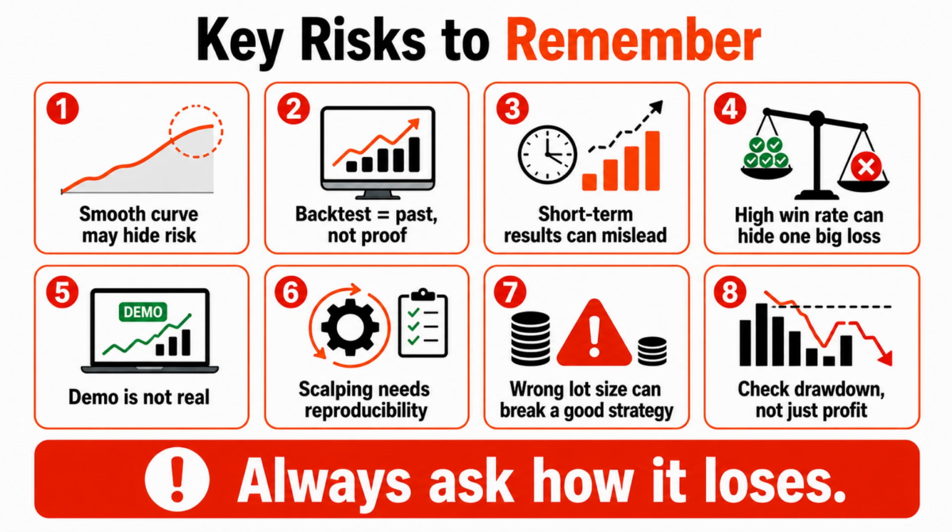Now, let's summarize the key points. An EA is not magic. A smooth upward equity curve may be hiding risk. A backtest is based on the past, not a guarantee of the future. Short-term forward results are not enough to understand the real risk. Even a high win rate can be destroyed by one large loss. Demo accounts and real accounts are not the same. Scalping EAs especially require caution because of reproducibility issues. And if the lot size is wrong, even a good strategy can fail.